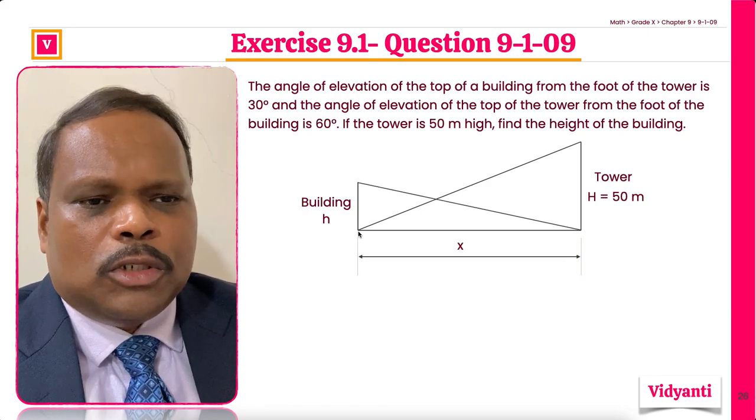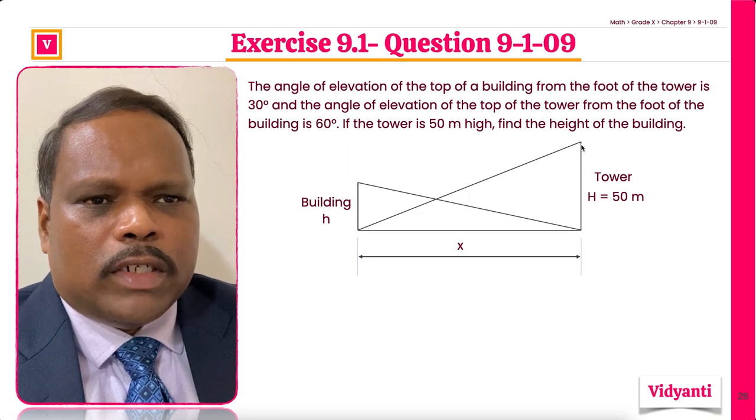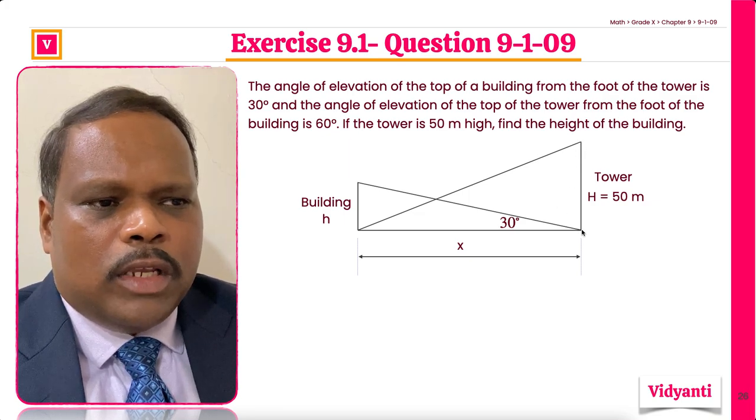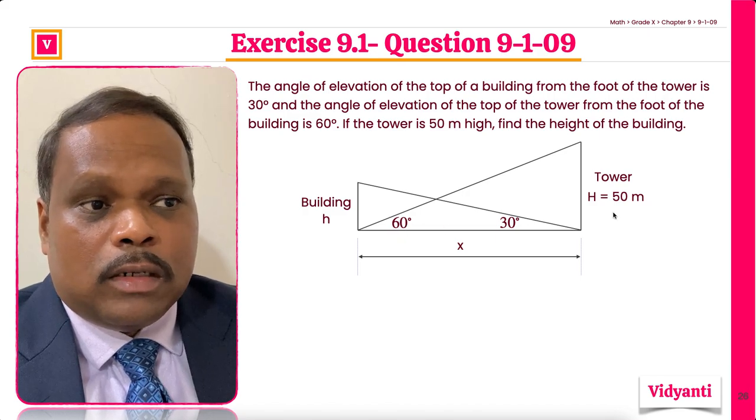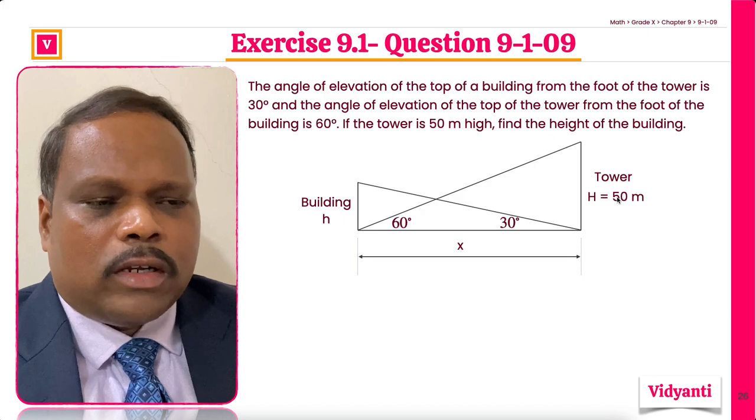Okay, so from here the angle of elevation is 30, and here the angle of elevation is 60. Now this angle is bigger, so that means the tower is bigger. That's one way of recognizing it.